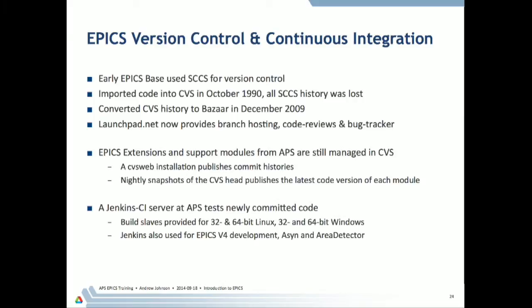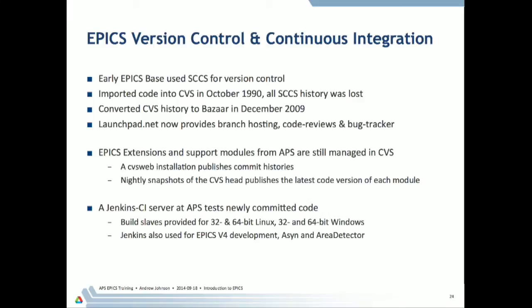we converted all that CVS history, including all the commit logs and so on, into a distributed version control system called Bazaar. Nowadays, I would probably pick Git, but I had my reasons for picking Bazaar at the time. And Bazaar has an associated website connected to it. It's run by Canonical, the people who produce Ubuntu Linux. Launchpad.net actually provides free hosting of branches, but also provides some nice code review facilities and a bug tracker and so on. So we make use of that Launchpad facility for the EPICS-based software at least.